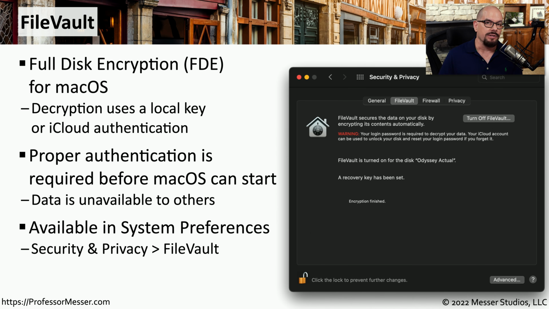To turn FileVault on or off or make changes to the configuration, you can visit Security and Privacy under the System Preferences and choose the option for FileVault.